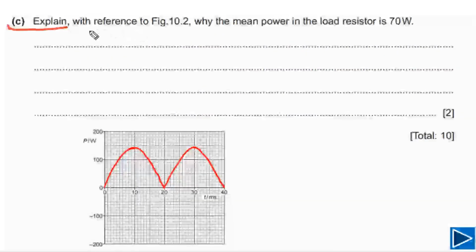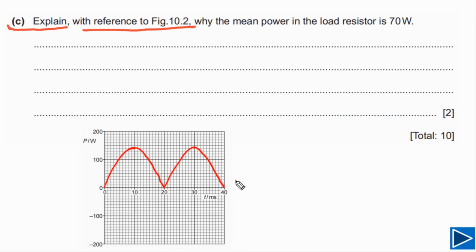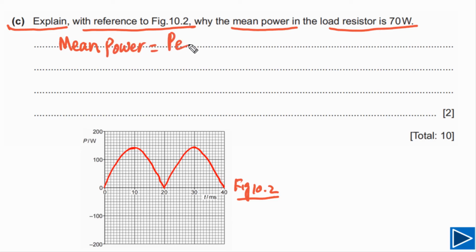For part C, we need to explain with reference to figure 10.2. And this is our figure 10.2. We need to explain why the mean power in the load resistor is 70 watts. If you look at mean power and the peak power, we can find the relationship between these two. Mean power is equal to half of the peak power. Peak power was equal to 140. If you divide this by 2, we can get mean power. So in this case, simply we can say mean power is half of peak power.